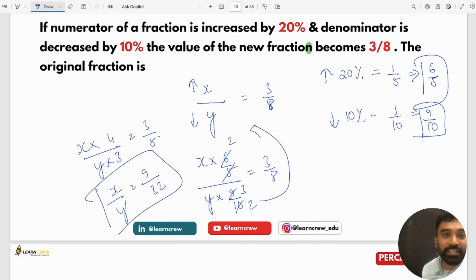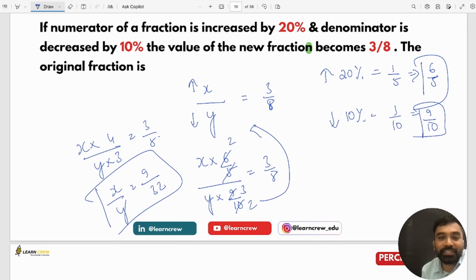Whenever they tell you a numerator of a fraction is increased by 20% and the denominator is decreased by 10%, you know the meaning of what is increased and what is decreased. Increased means from 1/5, additional 1 plus 1/5 becomes 6/5. Decreased by 10% means 1 minus 1/10 becomes 9/10. That's all done. As simple as that.